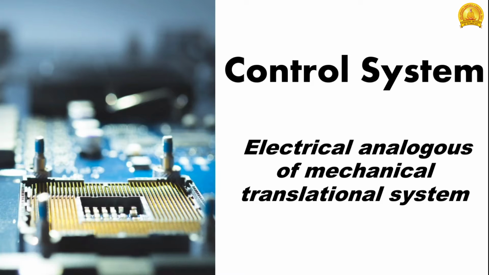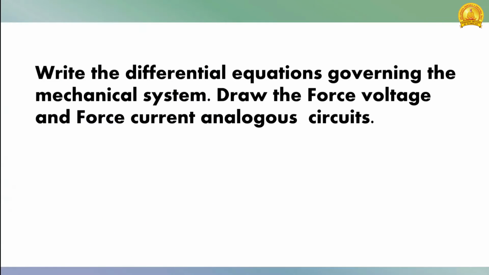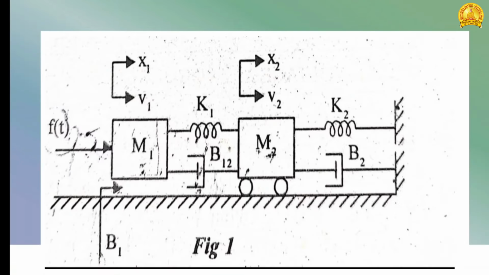Today we are going to discuss the electrical analogous of a mechanical translational system. We are considering an example for explaining the system. This is the example: write the differential equation governing the mechanical system and draw its force-voltage and force-current analogous circuit. That means we are considering both force-voltage and force-current analogous circuits of a mechanical system.